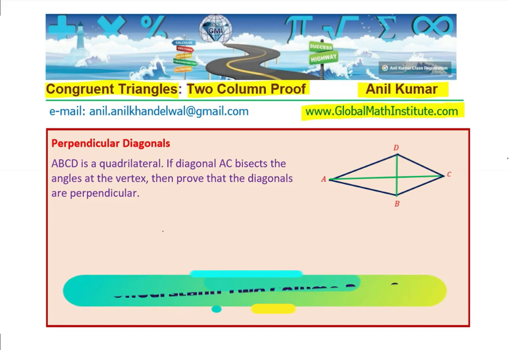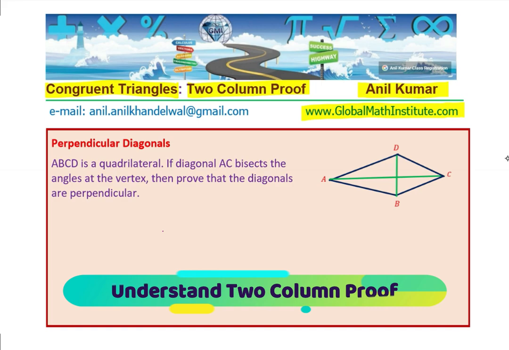Now here is the question for you. ABCD is a quadrilateral. If diagonal AC bisects the angles at the vertex, then prove that the diagonals are perpendicular. A diagram is given to you. Here is a quadrilateral ABCD. The diagonal AC bisects at the vertex.